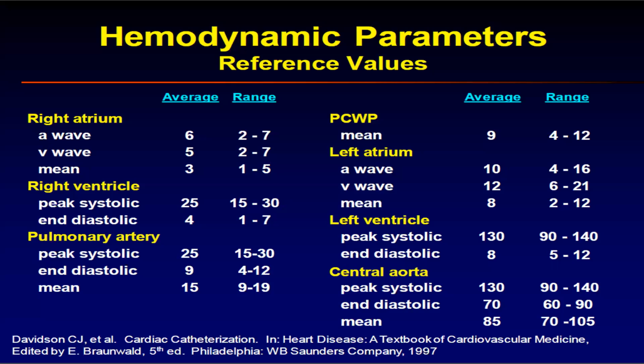If you use the Swan-Ganz catheter, you measure the right atrium, go inside, measure the right ventricle, and then go to the pulmonary artery and measure the pulmonary artery pressure. If you were to push the Swan-Ganz catheter all the way up to the end, you can actually wedge it.